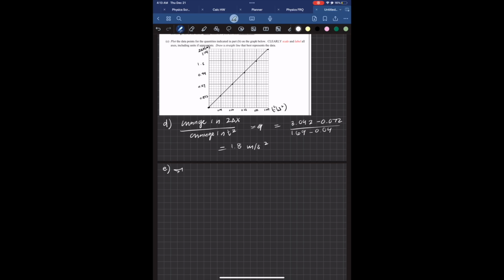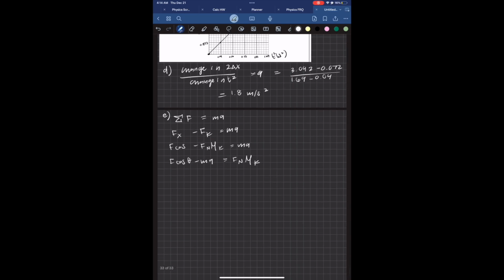And then for part E, I used Newton's second law to derive an expression for mu k, so we know net force is equal to ma, and then I put the two forces that are acting in the x direction, so f of x minus f of k equals ma, and then when you expand that, it's f cosine theta minus fn mu k equals ma, and then f cosine theta minus ma is equal to fn mu k, after I add fn mu k to both sides and then subtract ma from both sides.